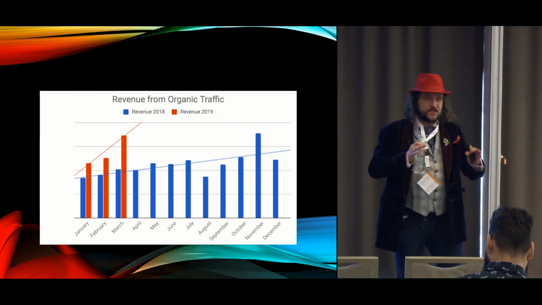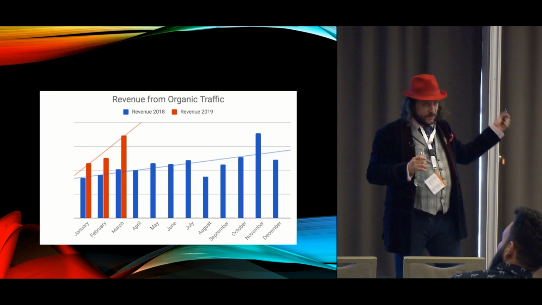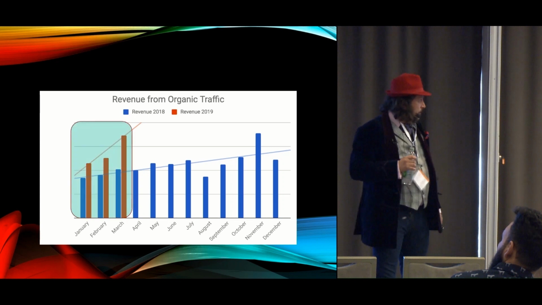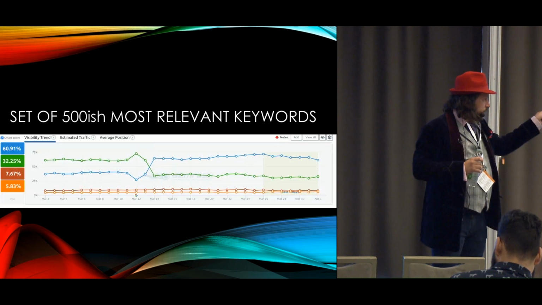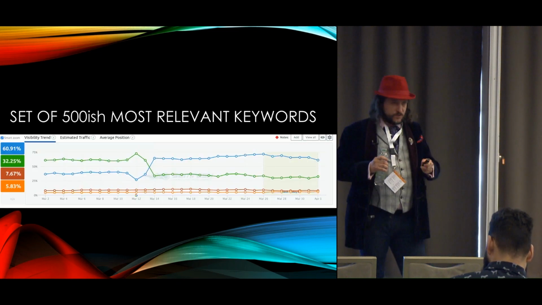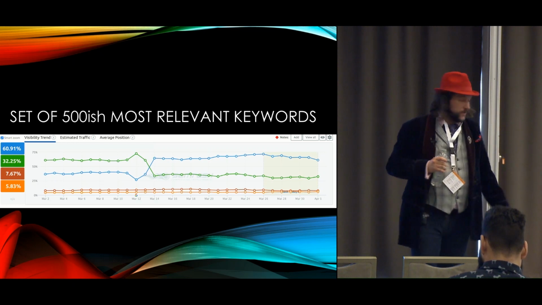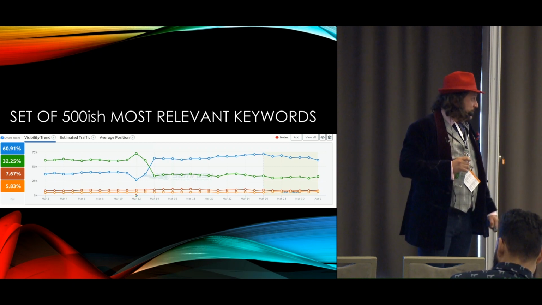And we were just optimizing at scale. Snapshot, over and over and over. They have 20 students who are writing product descriptions every day. A London-based Indian gold jewelry shop. We loaded 500 keywords to SEMrush, the most important ones. This is the 12th of March when the algorithm update hit. My client became a leader, and the leader will probably become my client soon.